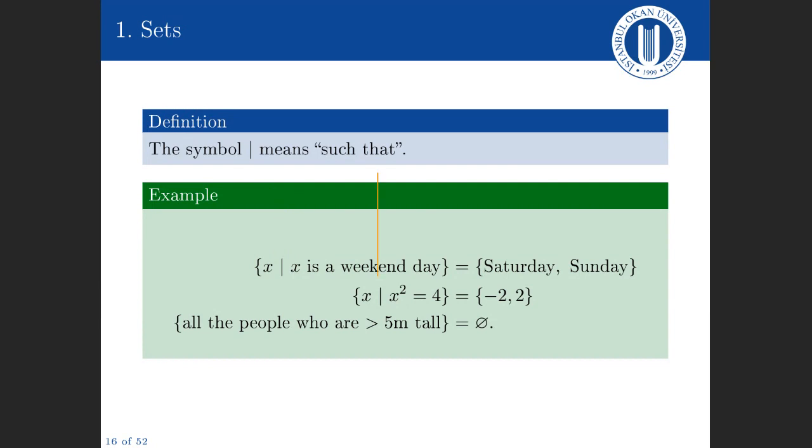Or the set of numbers X such that X squared is equal to 4. We know this must be the set containing the numbers -2 and 2. The set containing all of the people who are more than 5 meters tall. There's nobody in the world who's more than 5 meters tall. This is the empty set.